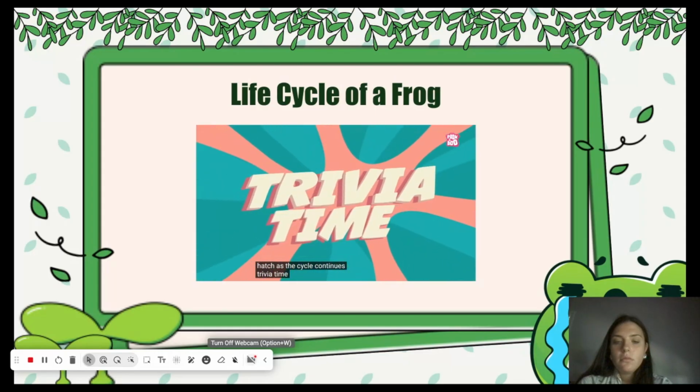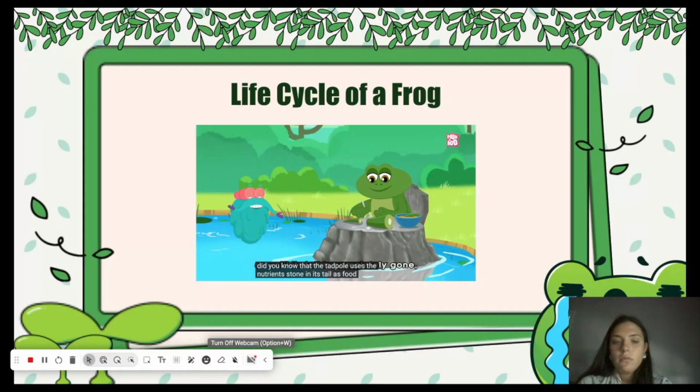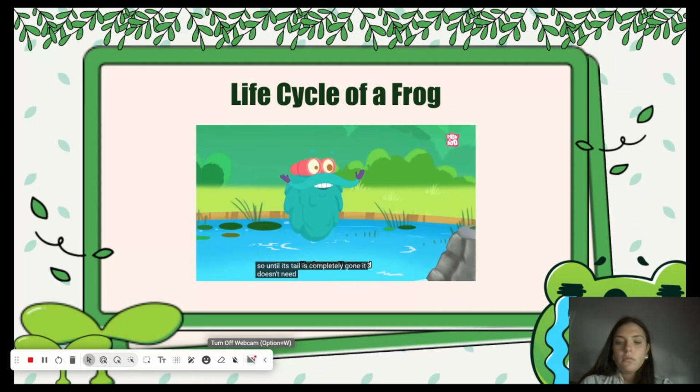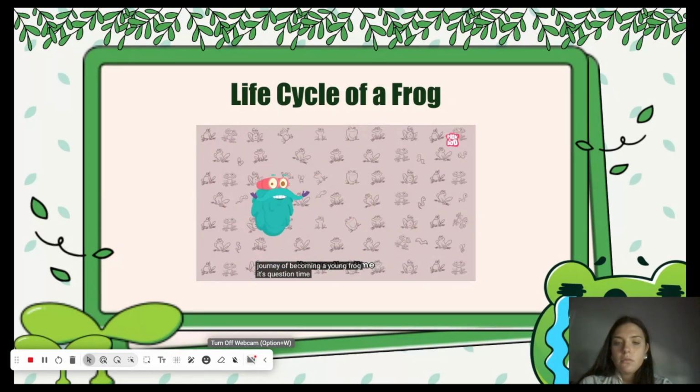Trivia time! Did you know that the tadpole uses the nutrients stored in its tail as food? So until its tail is completely gone, it doesn't need anything else to eat in its journey of becoming a young frog. It's question time!